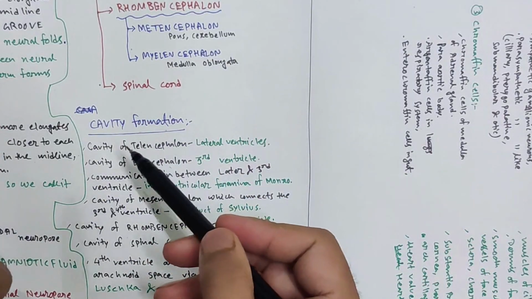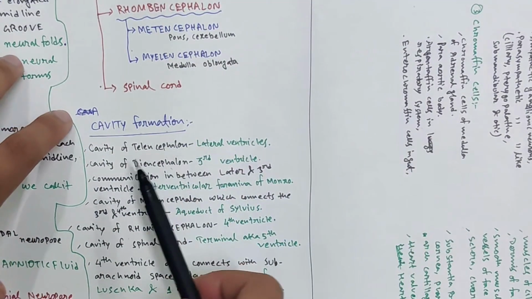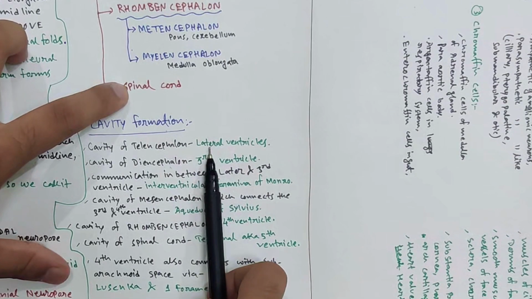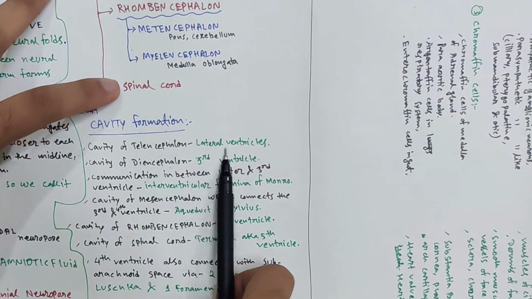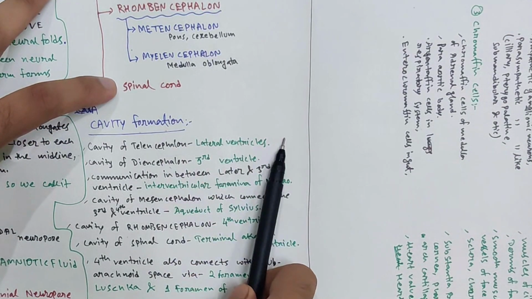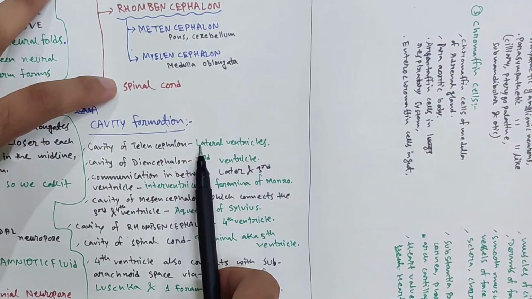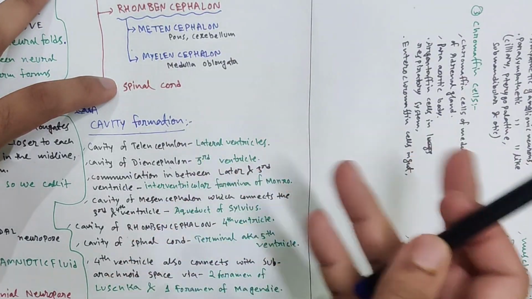Now, cavity formation. Cavity means a gap area. So, the gap area in the telencephalon is actually known as lateral ventricles. So, the lateral ventricle, we have right side and left side. This is also known as first and second ventricles. Okay. About the anatomy of lateral ventricle, you already know that.